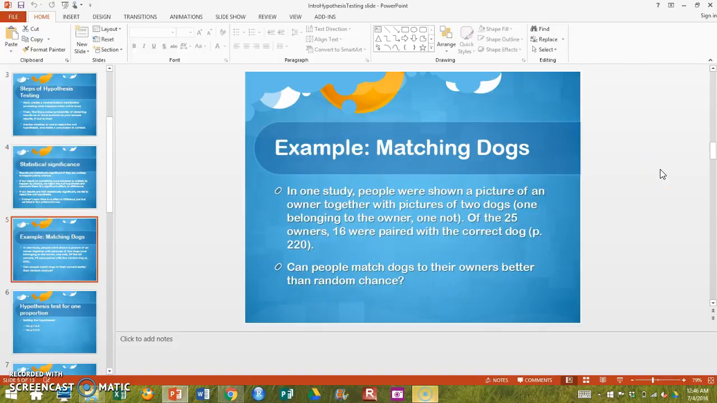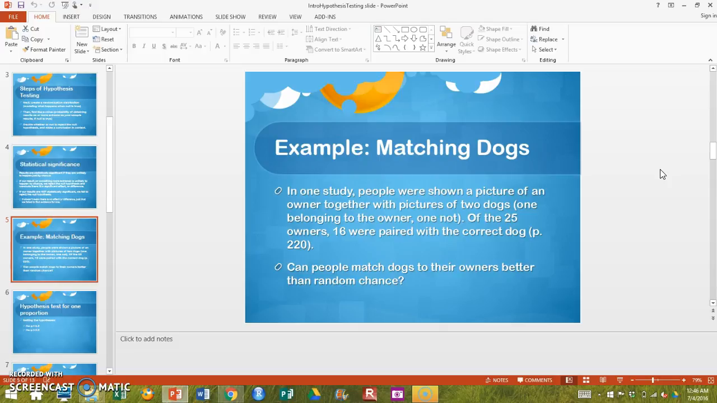Great. So let's move on to one of two examples here and drive home what we need to do in StatKey. And again, doing some interpretation and thinking about what hypothesis testing is and what these steps are. So let's set the scene for our first example, this thing called matching dogs.